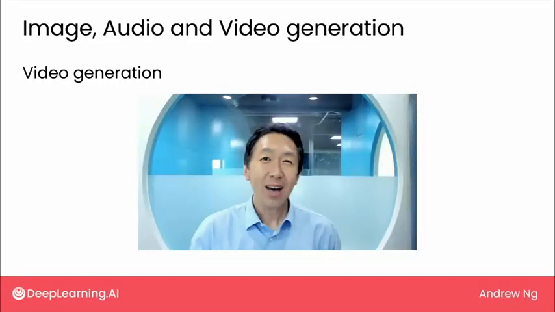For example, here is a voice clone of me. Hi, I'm an AI-generated voice clone of Andrew. Andrew never actually said these words. Isn't that cool? And you can also put audio together with image or even video generation to create a video clone of me like this. Hi, I'm a video clone of Andrew. It's nice to meet you.